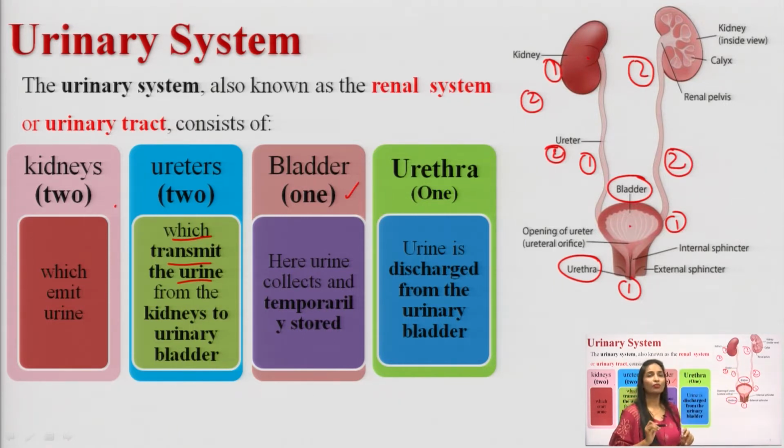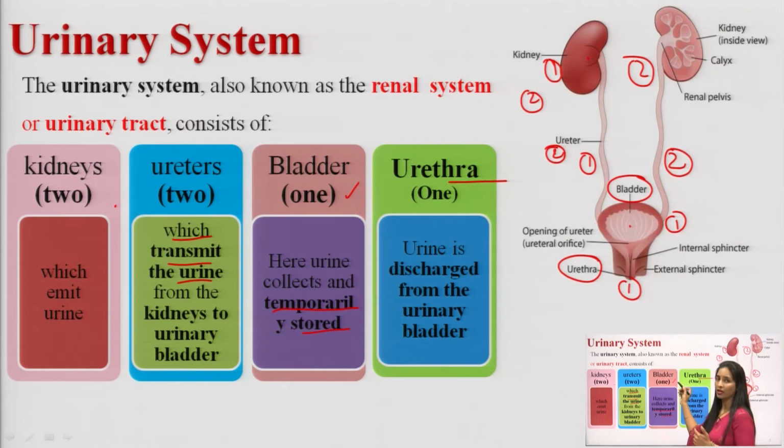And what will the bladder do here? The urine collects and is temporarily stored. And what about the urethra? Once the urine is discharged from the urinary bladder, it will be passed through the urethra. Okay, and these are the four constituents present inside the urinary system.